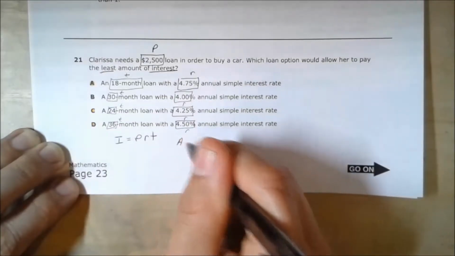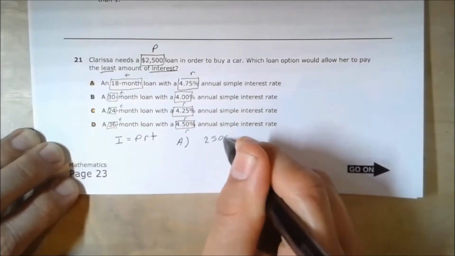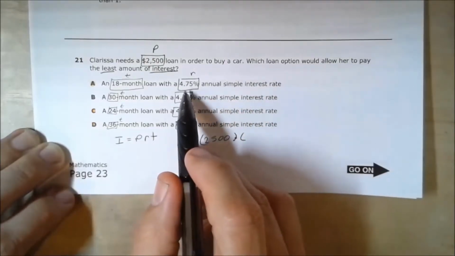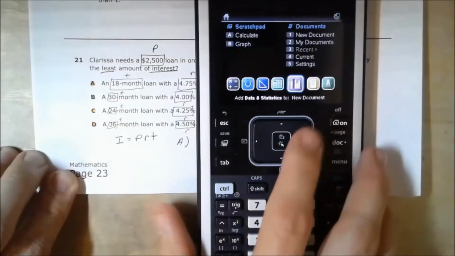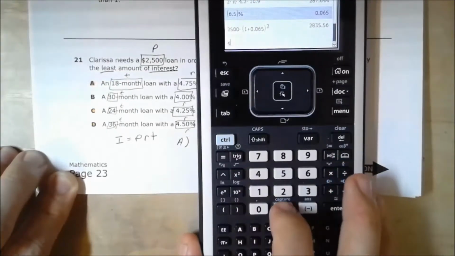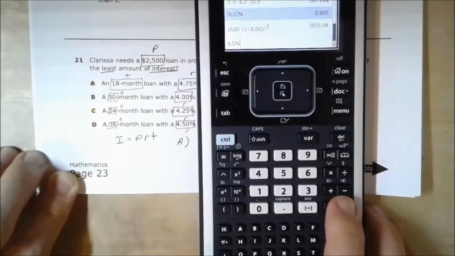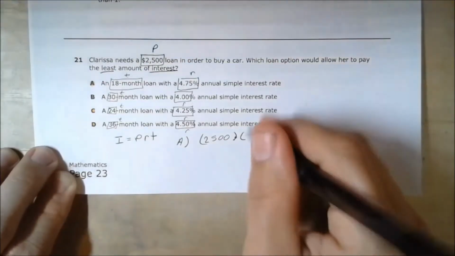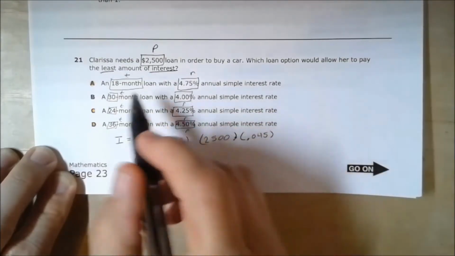So I'm just going to rewrite them down as we do it. So A is going to be the principal, 2,500, times, in parentheses, my rate, which is 0.475. And remember, before we can use that rate, it must be converted. So if I go to my calculate on my calculator, I can put in 4.5, bring up my percent symbol, hit enter, and it tells me that's 0.045. So my rate is going to be 0.045. And then times my time, which is 18 months.